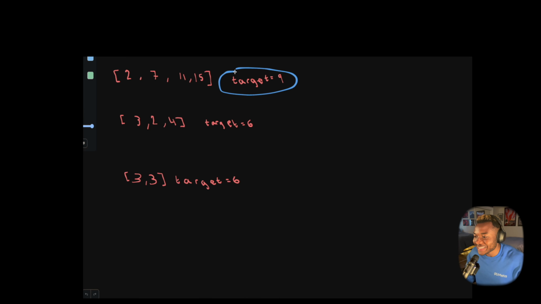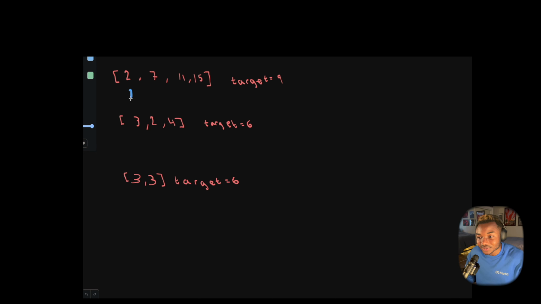That add up to 9 in this first example. The two indices that have values that add up to target are indices 0 and 1, right? Because at indices 0 and 1, we have values 2 and 7, which add up to 9.